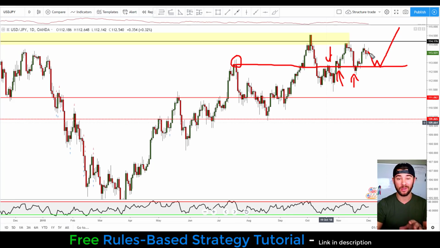We have a long bias on this pair. We can be looking for possible breakout trades on smaller time frames. Again, the link for a breakout trading tutorial, which is completely free, is in the description, labeled EMA CP tutorial.